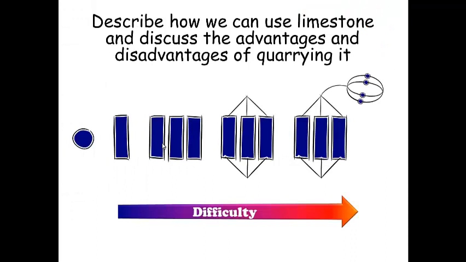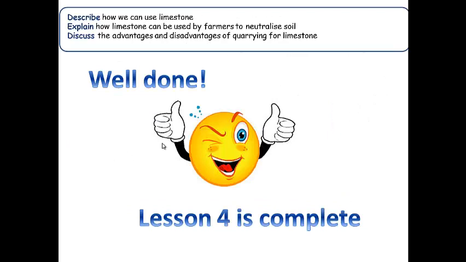So that brings us to the end of your revision session on using limestone. Just think back to where you were at the beginning. I asked you to describe how we can use limestone and discuss the advantages and disadvantages of quarrying for it. Have you been able to show progress where you've moved on? If you have, quickly annotate what you've learned. Then let's quickly go over your outcomes: to describe how we can use limestone, explain how limestone can be used by farmers to neutralise the soil, and discuss the advantages and disadvantages of quarrying for limestone. Okay, well done. Lesson 4 is now complete.